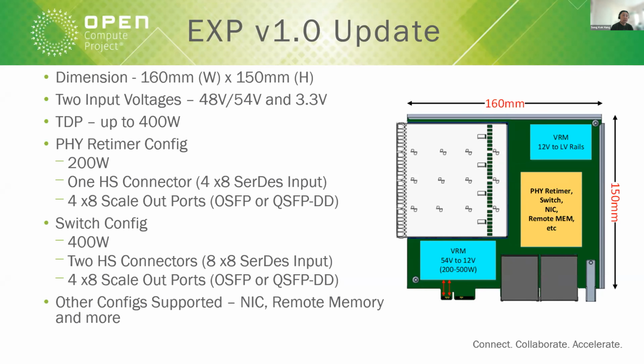And the expansion card can not only support these two configs, it can also support other configs, depending on the usage. It can be NIC based, or it can be a remote memory, and it can be other configs for different applications. So we are not really locking down what needs to be done, but we create the flexibility so that any config can be implemented based on your usage.